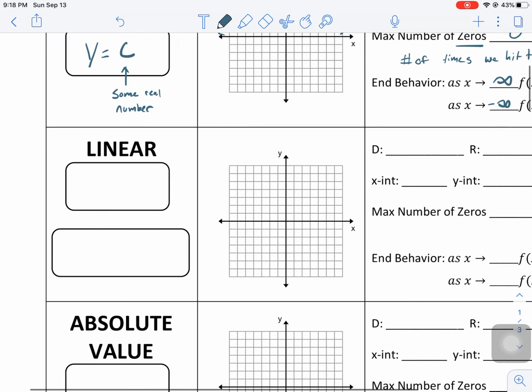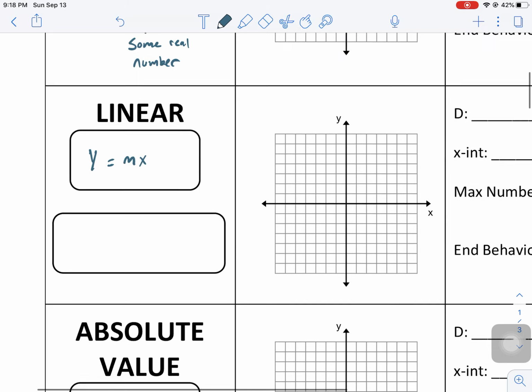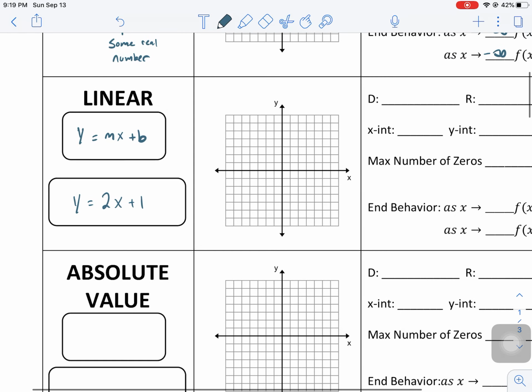So the next function we have is a linear function. The general form for a linear function is y is equal to mx, okay? Where m is the slope, x is our variable. So then we can have any kind of equation that's linear. I guess we could put a plus b here, right? Y equals mx plus b. And then for this equation, we could just use the example y is equal to, let's say, 2x plus 1. That's a pretty easy one to graph.